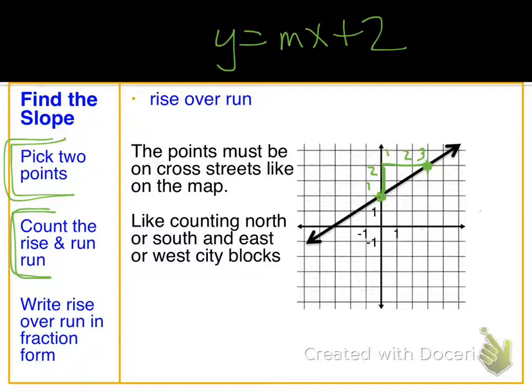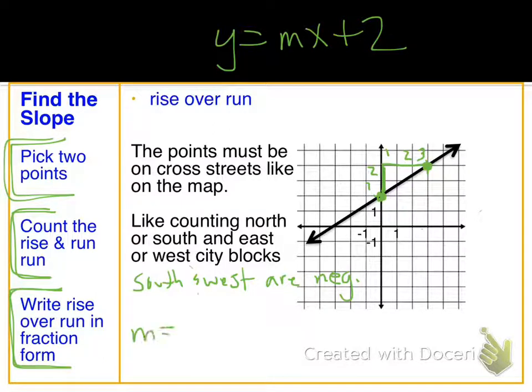Now, if we remember, south and west are negative. So this right here is important for the third step. We write it rise over run in a fraction form.